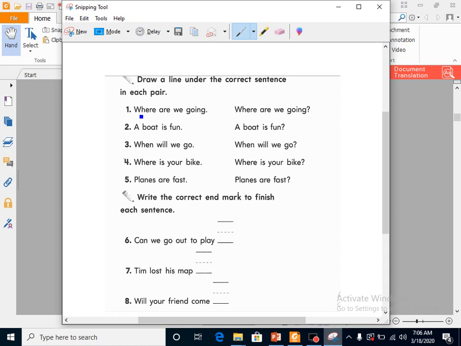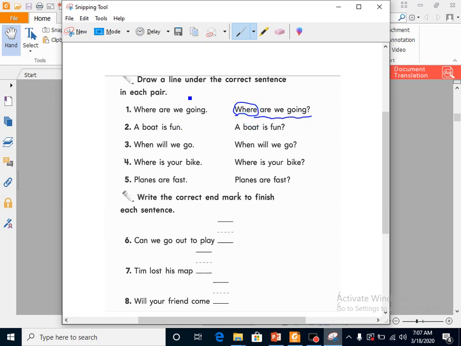Number one, where are we going? The next one, where are we going? They are the same, but just one is correct. So, "where" here, I start with "where." Is it a question word or not? Yeah, it's a question word. So this is a question sentence. He is asking you, where are we going? So I must end this sentence with a period or a question mark. Very good. Because of "where" here, and because this sentence is a question sentence, I must end it with a question mark. So this one is the correct sentence.